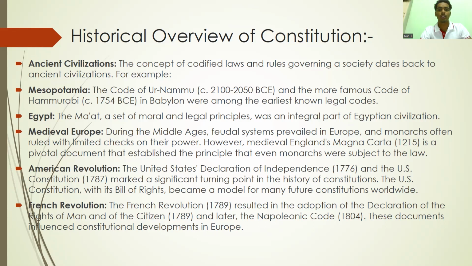French Revolution. The French Revolution in the year 1789 resulted in the adoption of the Declaration of the Rights of Man and the Citizen in 1789 and later the Napoleonic Code, 1804. These documents influenced constitutional developments in Europe.